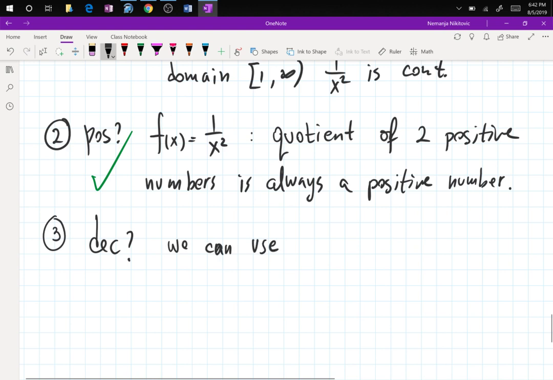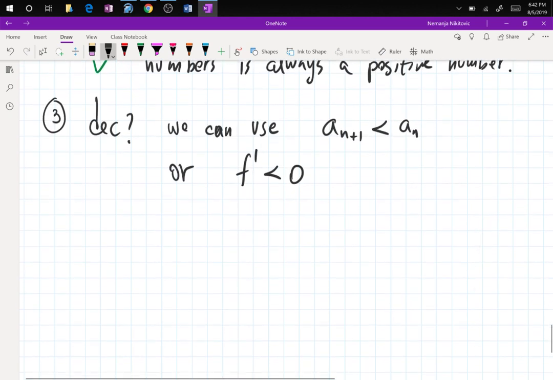So we can use a sub n plus 1 needs to be less than a sub n. So that's the next term because it's plus 1. So you can either do that or f prime less than 0. So you can do this either on a sequence or you can do it on the function. Whatever. Let's use the function.